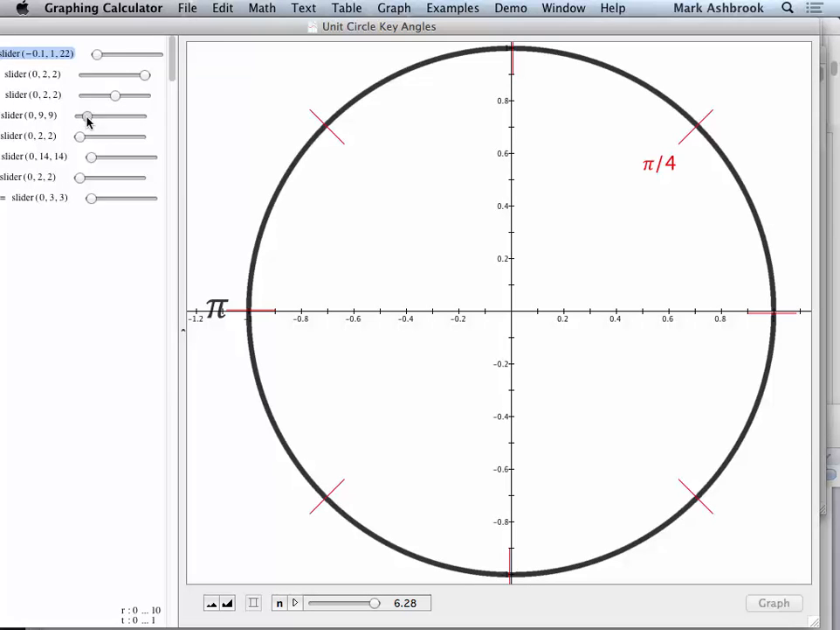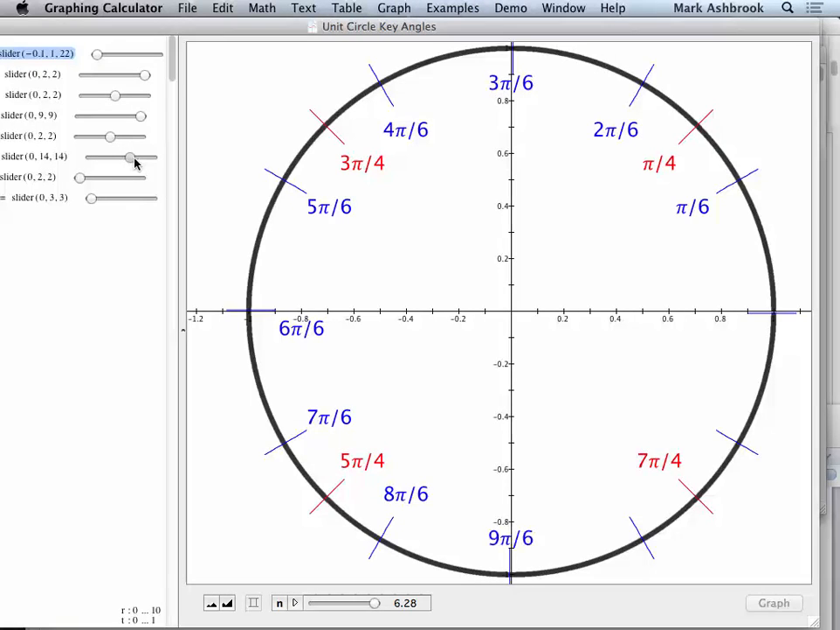1, 2, 3, 4, 5, 6, 7, 8. And then these are easy, right? They all simplify to pi over 2, pi, 3 pi over 2, 2 pi. And then we do 1/6 of the top half. So this is taking the top half and dividing it up into 6. And so then we count: 1, 2, 3, 4, 5, 6, 7, 8, 9, 10, 11, 12.